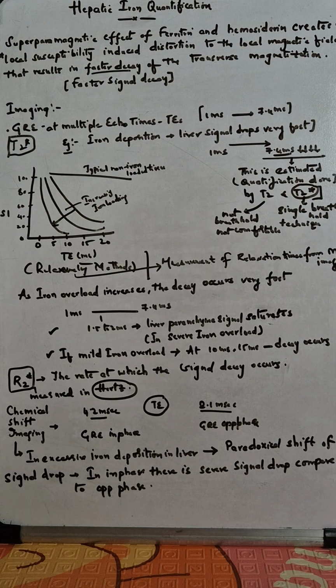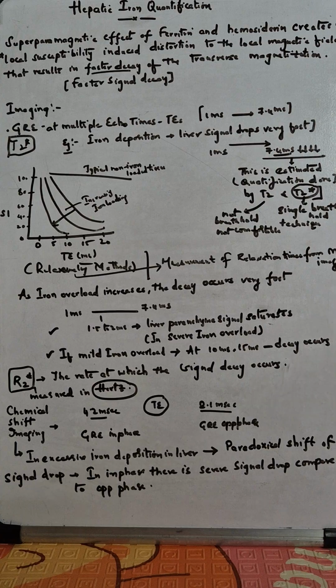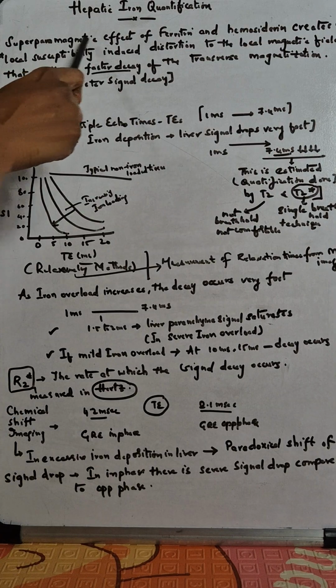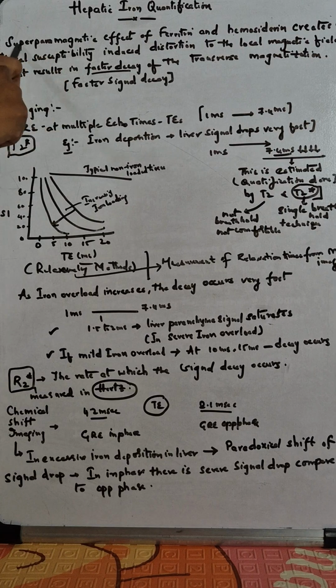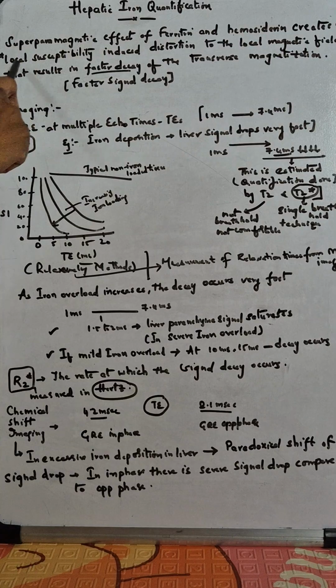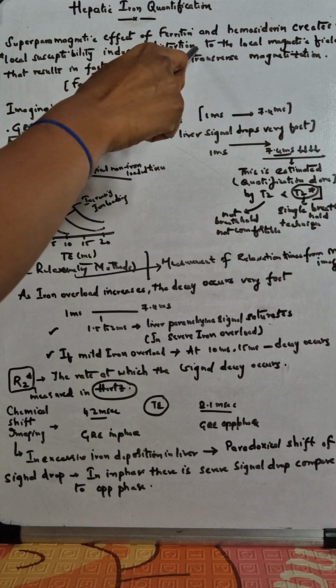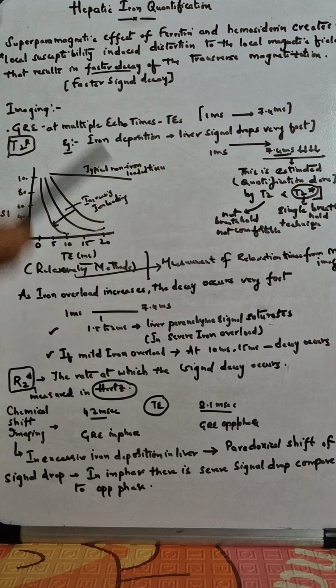Good morning, everybody. Coming to hepatic iron quantification, today we'll be discussing MR imaging. Iron is a superparamagnetic substance. The superparamagnetic effect of ferritin and hemosiderin creates a local susceptibility, which induces distortion of the local magnetic field that results in faster decay of transverse magnetization.